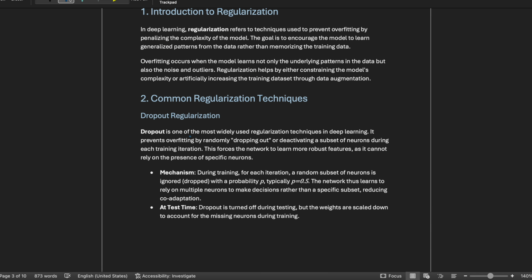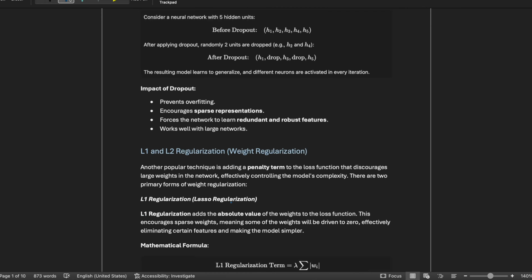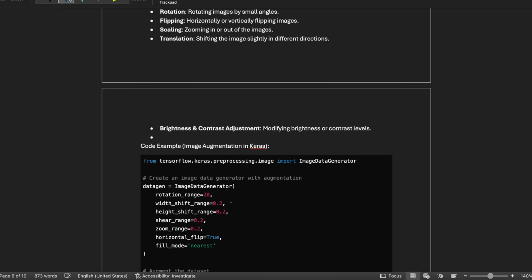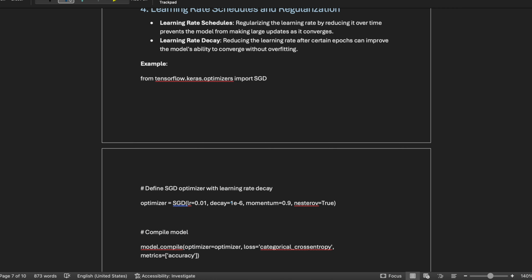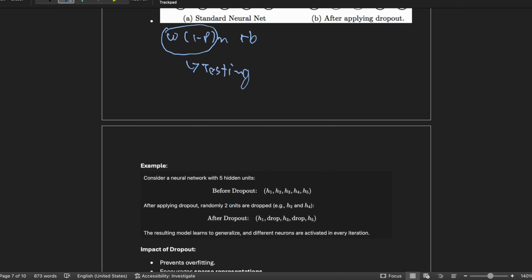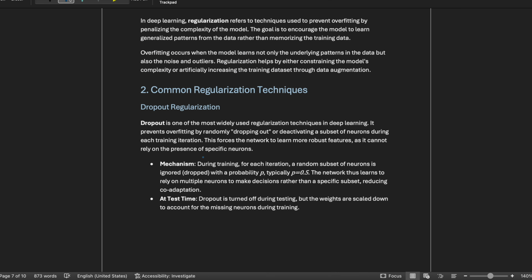So this was the whole concept behind dropout regularization, and we'll be looking at dropout applications in that. Again, I told you that this will be purely a lecture of theory, and we'll be looking at the code in lecture 10. So basically, if we go through the definition, dropout is one of the most widely used regularization techniques in deep learning. It prevents overfitting by randomly dropping out or deactivating a subset of neurons during each training iteration. This forces the network to learn more robust features as it cannot rely on the presence of specific neurons.